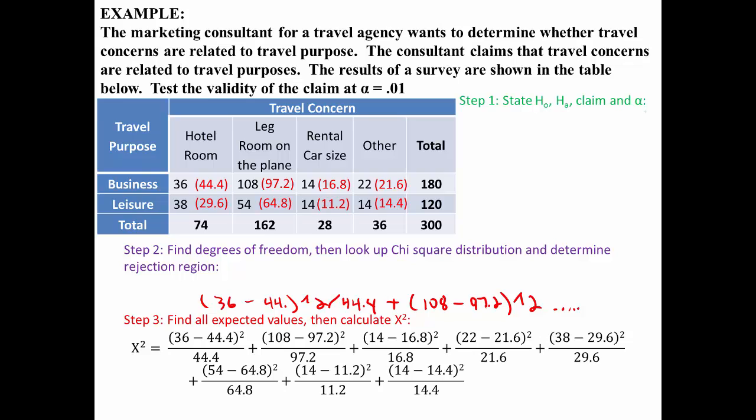It's forced upon me. So what's really only supposed to be given is the black in the chart. Okay, so go ahead and write that down and just pretend you don't see anything else. Okay. Marketing consultant for a travel agency wants to determine whether travel concerns are related to travel purpose. Meaning, business people traveling on business have different preferences than leisure. So there is a relationship between why you're traveling and what you care about.